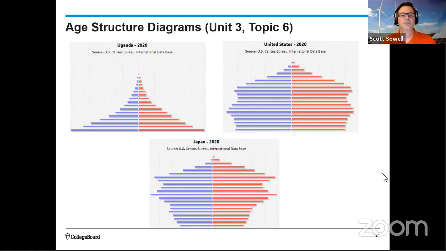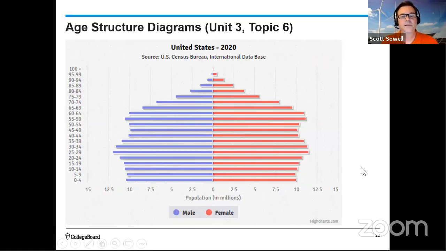And I should be able to look at an age structure diagram and come to a more robust understanding of what's going on in the population dynamics of that particular country. Age structure diagrams typically are done on a country level. So let's just break down the pieces and the parts here. So this is the United States one for this year.